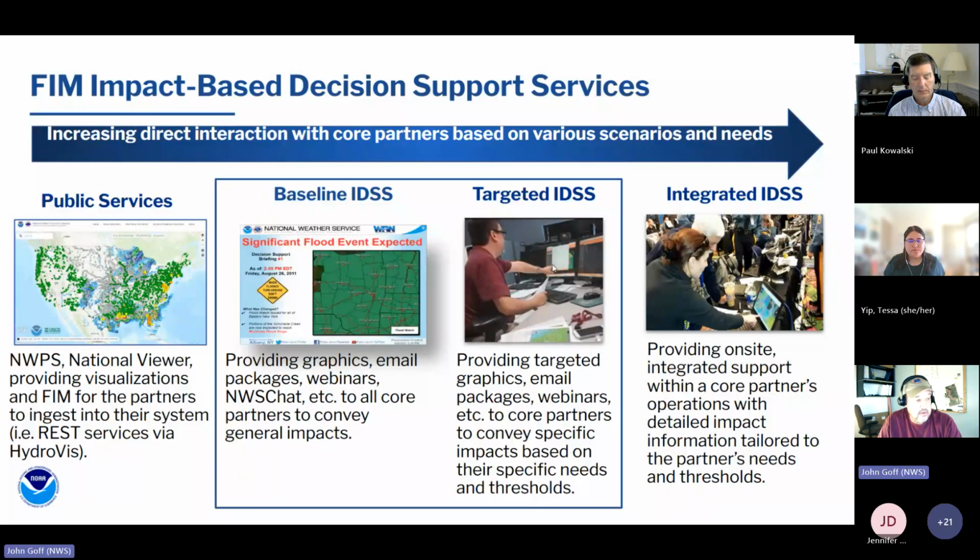Then we have targeted IDSS. This is where we're providing targeted graphics and emails on an individual targeted basis. We do this for the Champlain Valley Fair every year. We do it for the Ironman Triathlon in Lake Placid.